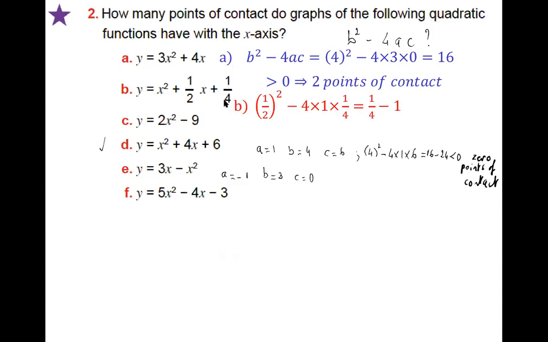For the second one, b squared is a half squared, minus 4 times 1 times a quarter. So 4 divided by 4 is 1, so that becomes minus 1. A quarter minus 1 is negative. When you get a negative value, you say no points of contact. Sometimes if they ask you for the nature of your roots, you say no real roots. Here we'd get 2 real roots.